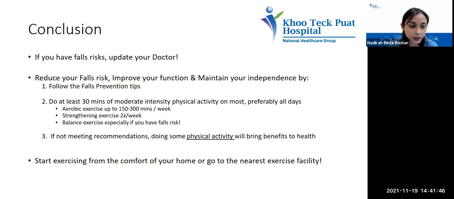Is Qi Gong different from Tai Chi? I mean, I'm not really familiar with it, but I guess it's similar. It has a lot of balance components as well.